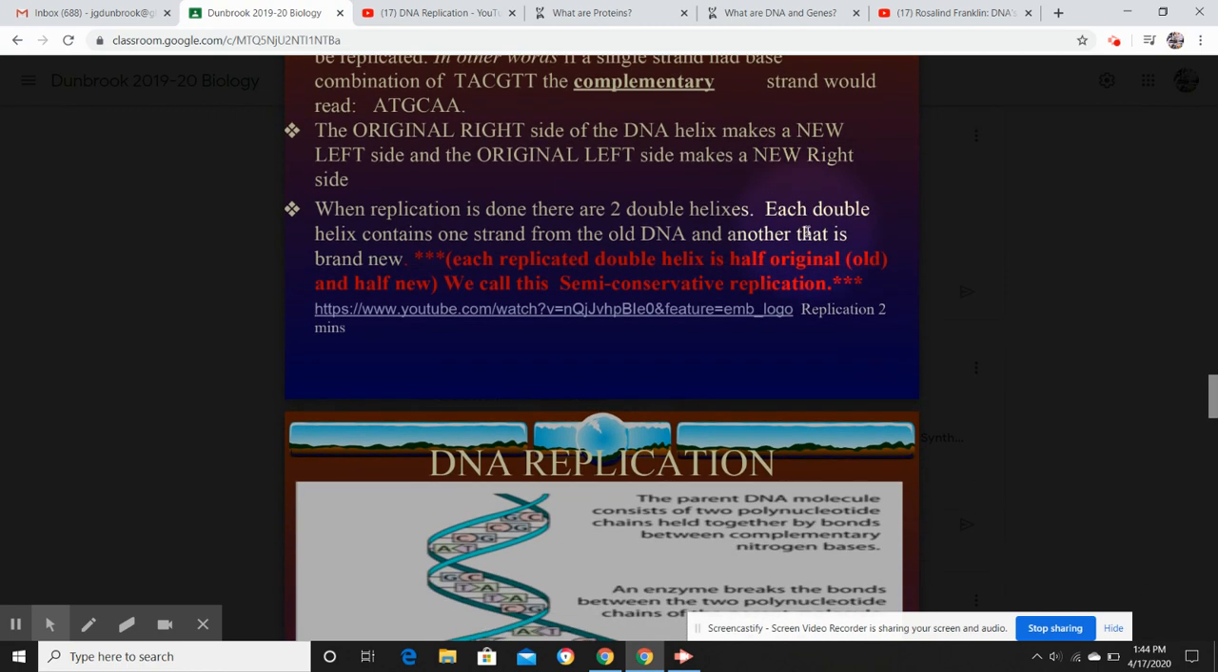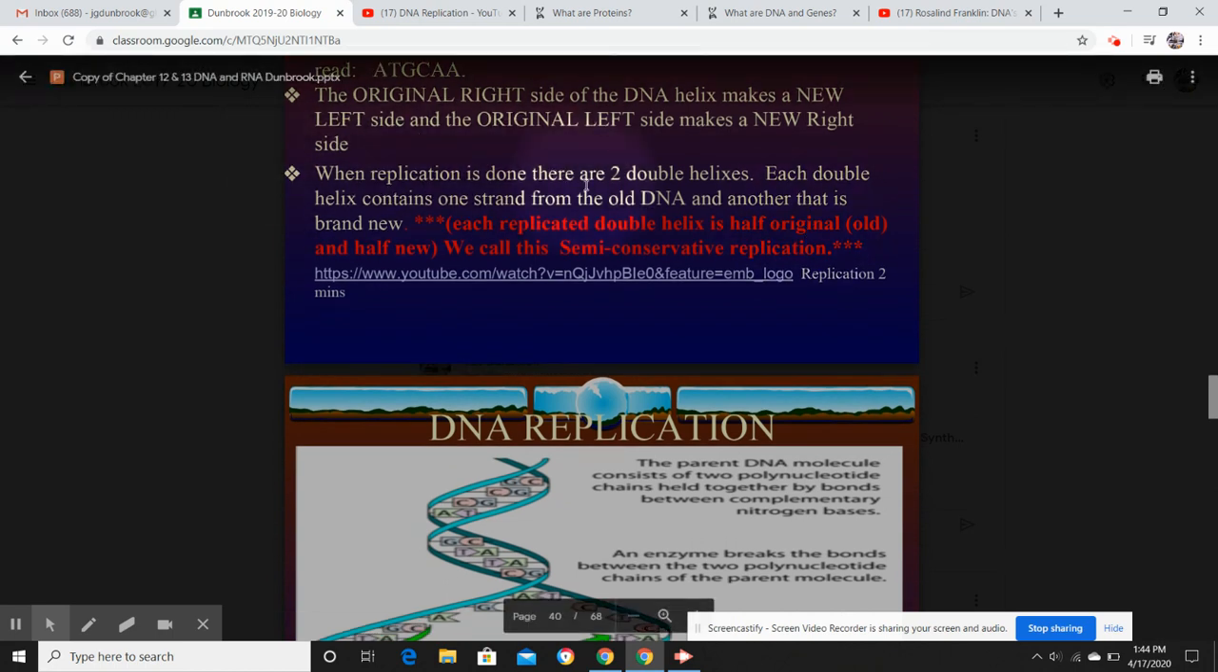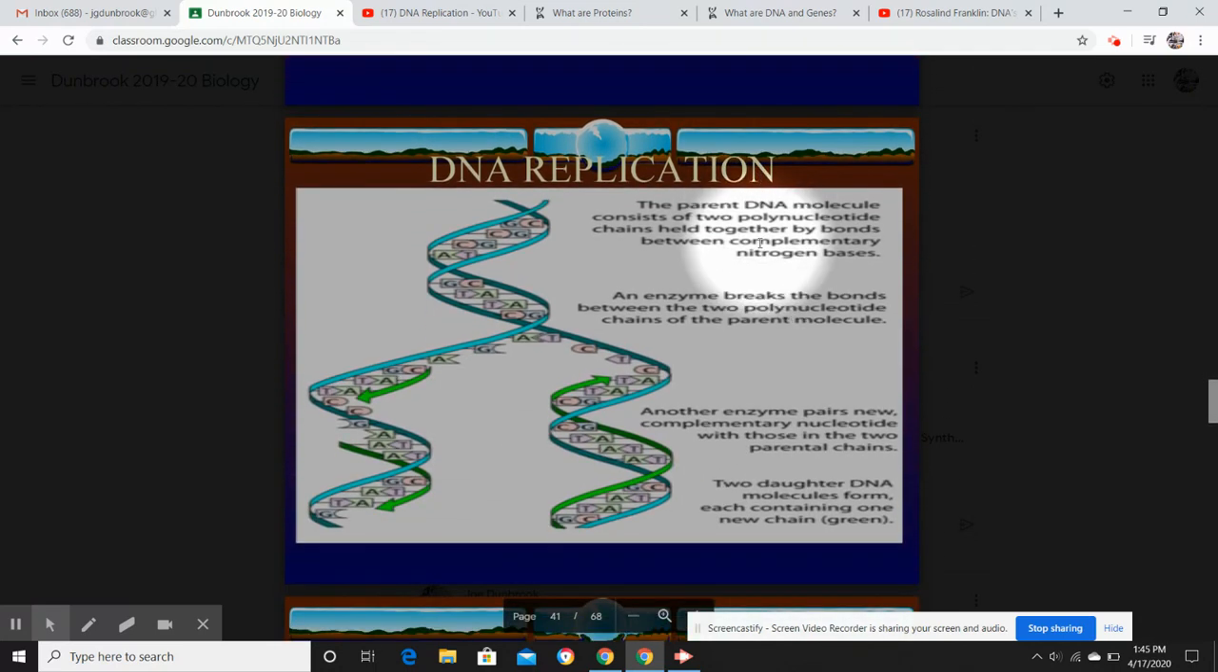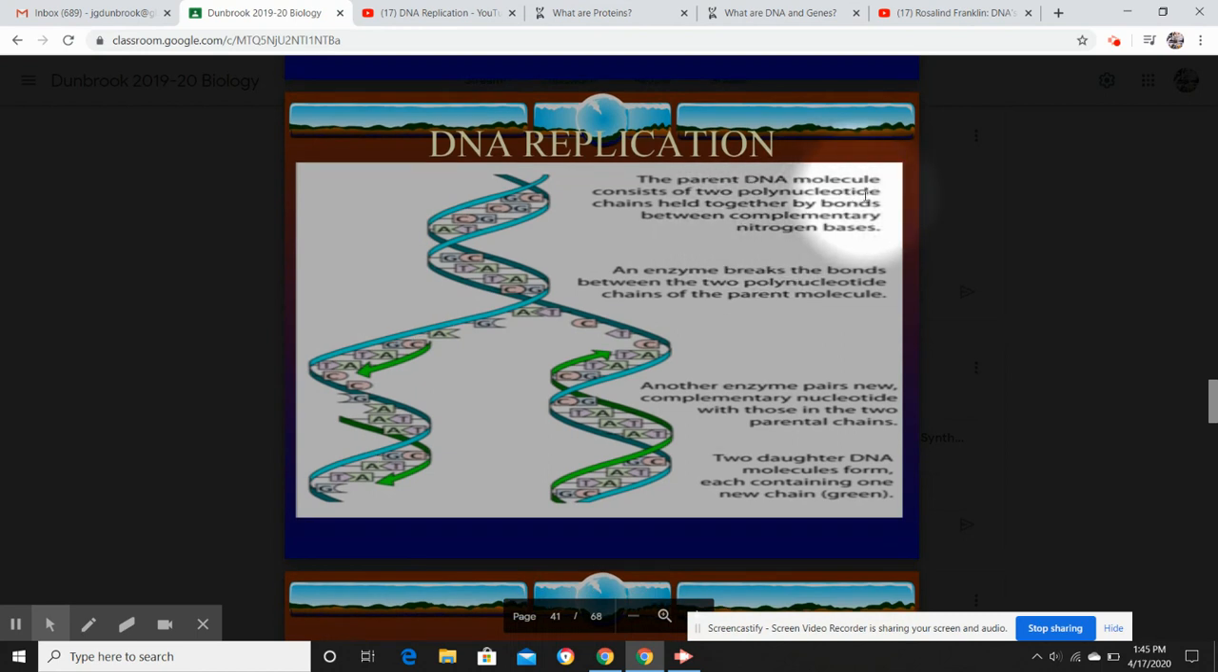When replication is done, when copying is done, there are two double helixes or helices. Each double helix contains one strand from the old DNA and one that is brand new. Please make sure you know this. Each replicated double helix is half original, old, and half new. We call this semi-conservative replication because it's not totally a carbon copy; each new DNA molecule is really half old and half new. So we refer to that as semi-conservative copying or semi-conservative replication, okay? And the parent DNA molecule consists of two polynucleotide chains. Poly just means many, many bases, held together by bonds.